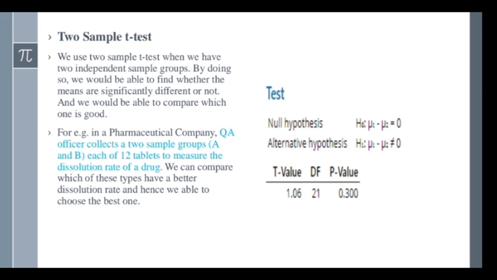For example, in an analytical qualification of two samples A and B, each has 12 tablets to measure the dissolution rate of the drug, which can compare which of the types has a better dissolution rate, and we should be able to choose the best one. So in the two sample t-test, we take two independent sample groups. By doing so, we will be able to find whether means are significantly different or not. We will be able to compare which one is good or not.